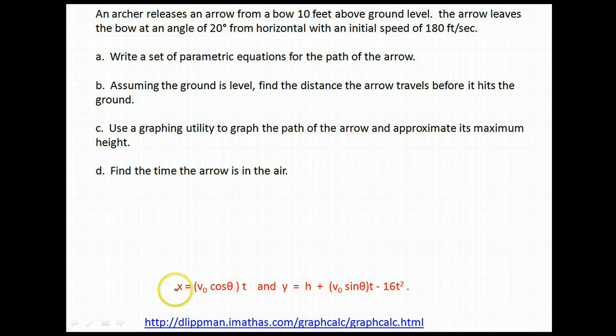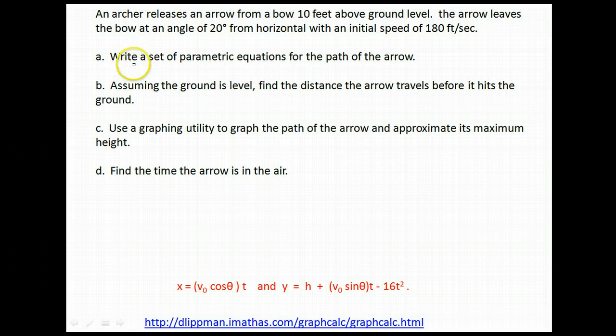Well, I've written them down here again so that you have the model, and I would keep this in your notes. X is V naught cosine theta t. Y is h, that's the initial height, plus V naught, that's our initial velocity, sine of our angle at which it's launched, t, minus 16t squared.